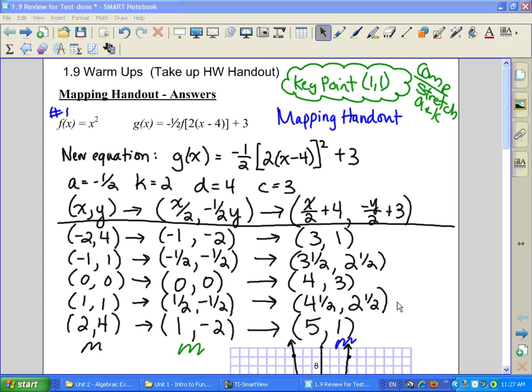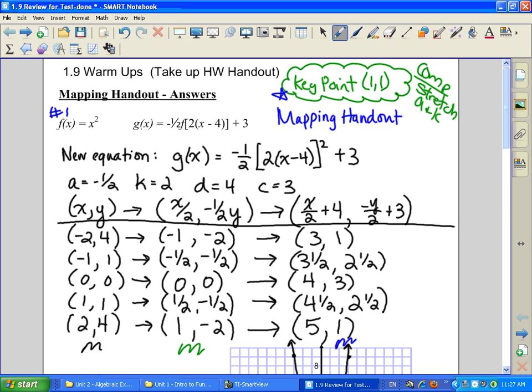Class, here we are. We've got section 1.9, which is review for the test. Your warm-ups here are just simply the answers from the handout of the mapping homework from last class. Just remember, ladies and gentlemen, don't forget about your key points. That helps you to decide your K and your H factor.